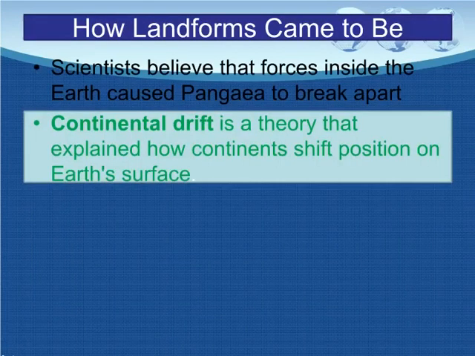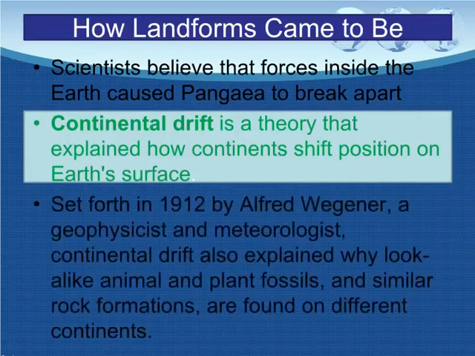Continental drift is a theory that explained how continents shift position on Earth's surface. Set forth in 1912 by Alfred Wegener, a geophysicist and meteorologist, continental drift also explained why look-alike animal and plant fossils, and similar rock formations, are found on different continents.